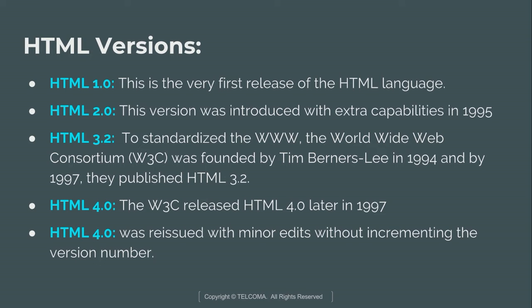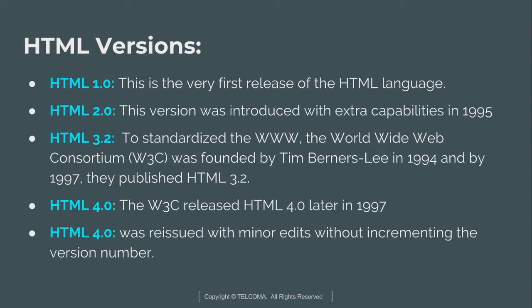This version was introduced with extra capabilities in 1995, including form-based file upload, tables, client-side image maps, etc. The next version is HTML 3.0. This version was introduced in 1997 and named HTML 3.2. It was invented to standardize the WWW, that is the World Wide Web. For this, Tim Berners-Lee founded a group named the World Wide Web Consortium, that is W3C, in 1994, and after that in 1997 they published HTML 3.2.